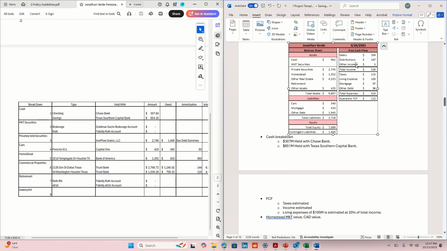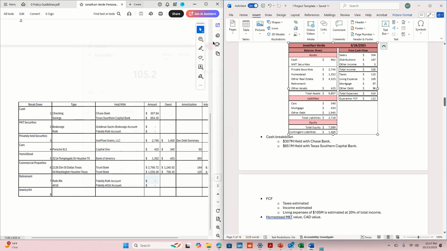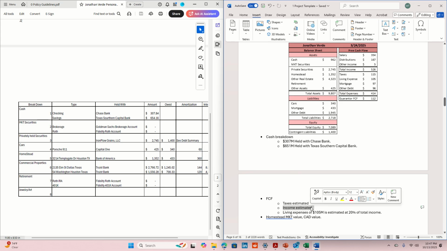526 is other income, distributions, and salary. 526 times 0.2 equals living expenses, right? In other words, that's 105. And I'll run the math real quick. 526 times 0.2, which is 20%, equals 105.2, right? 105. That's how we got that. 20% of total income. Income estimated. Income is taken as stated on 2024 tax returns. On tax returns. And let's actually move this bullet point up.